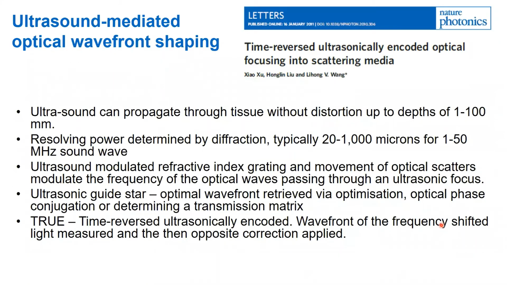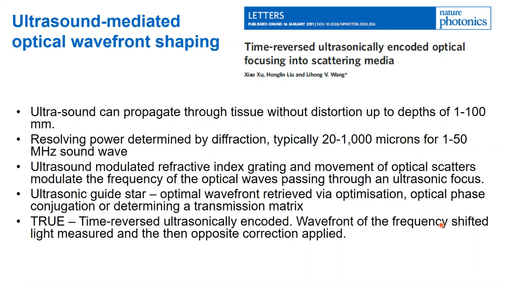Another approach that's out there in the literature at the moment, that people are starting to do some interesting things with, is using ultrasound-mediated optical wavefront shaping. A lot of the problems when it comes to trying to correct for scattering and aberration in the sample is that you don't have a known point of reference. You don't really have a way of knowing where your photons have come from.